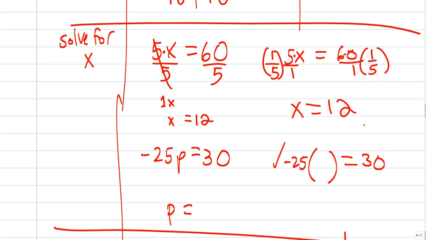So there's two ways of thinking about it. You can undo multiplication by dividing. Definitely I want to do that when it's easier, which it was on this one. But I could also multiply by the reciprocal, and it's the same thing as dividing.